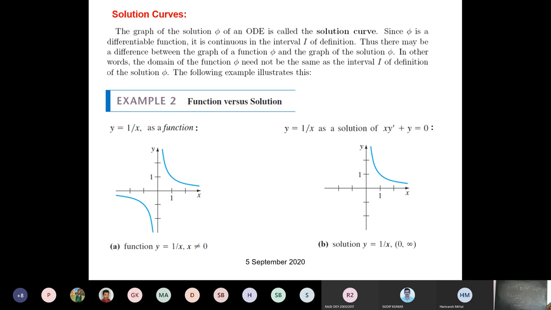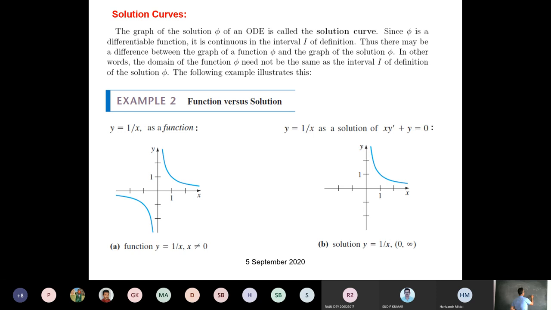Okay, this I have already explained. Now I want to come to this, as I have been telling you, that there is a subtle difference between the domain of a function and the domain of a solution or interval of definition. Now suppose I'm considering y equal to 1 by x as a function. What is the domain of this function?